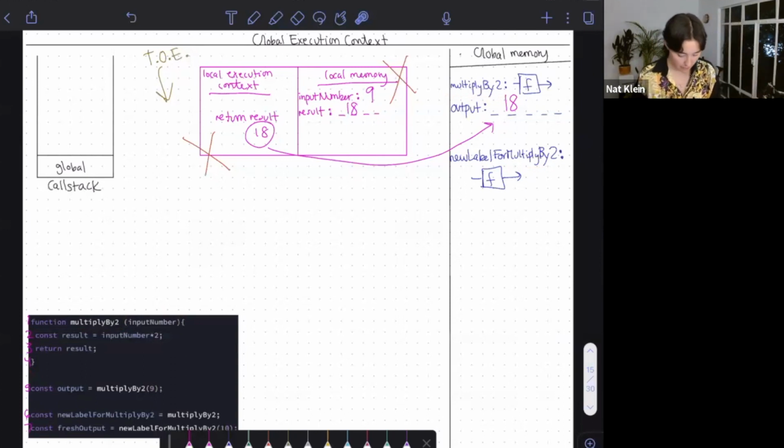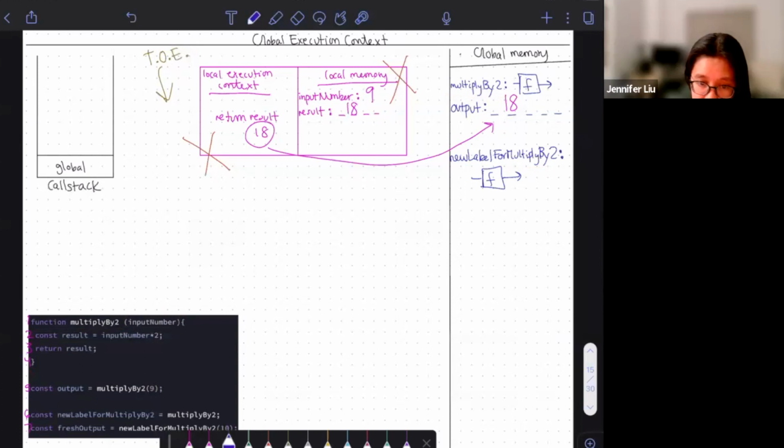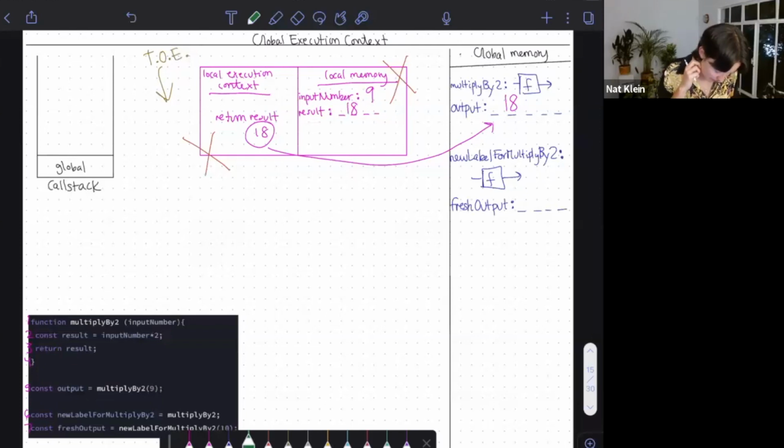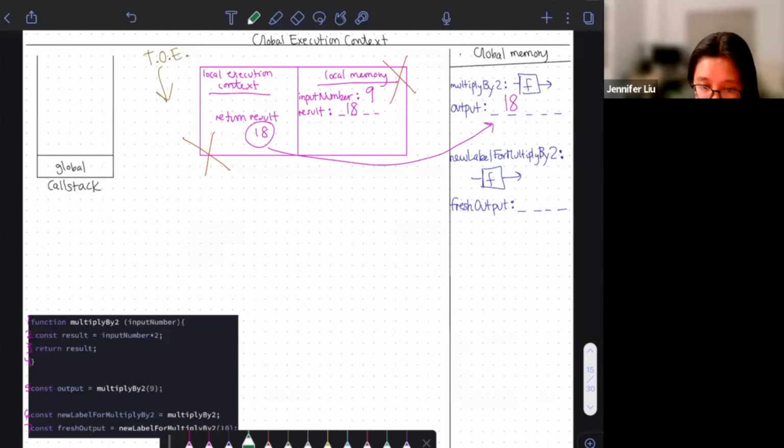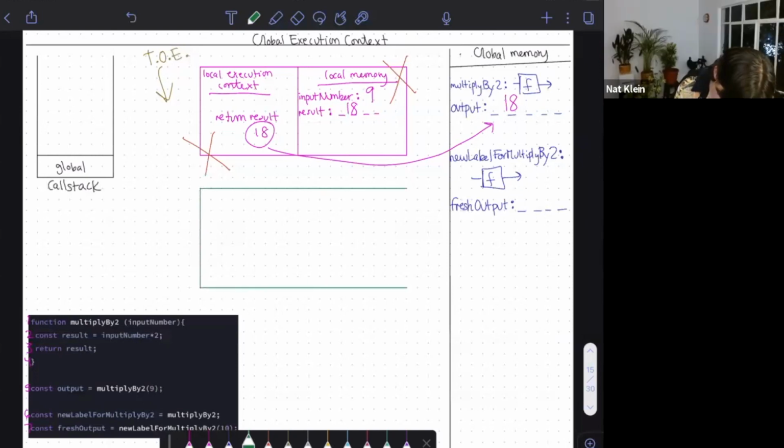What's going on line 7, Jennifer? Now we're declaring a constant fresh output, and that's going to be the evaluated result by invoking new label for multiply by 2, passing in 10. I think that says. Yes, sorry, it's a little covered by my series of pens, but yes, we are invoking exactly. Fresh output is going to be assigned to the value of the evaluated result of invoking the function new label for multiply by 2, passing in the argument of 10. So we're invoking a function. What do we have to open up in order to run it? Another local execution context. Yep, local execution context right here.